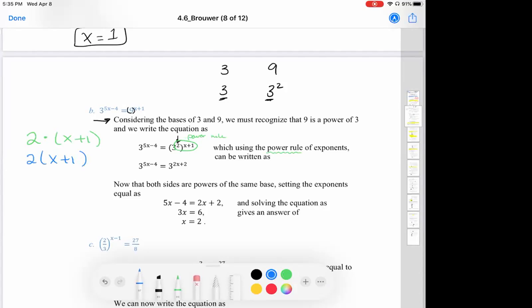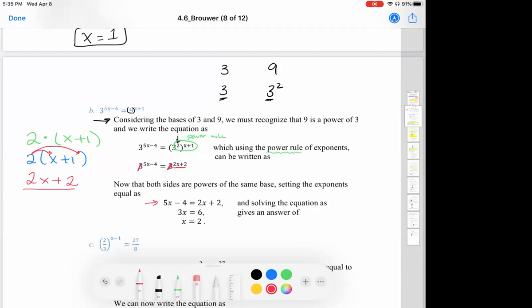So let's go ahead and distribute. I'll multiply 2 times x and 2 times 1. We're left with 2x plus 2. And that's how this number happened. Remember, you're not adding because you have an exponent raised to an exponent. You multiply. Okay, we have achieved having the same base, so I can go ahead and drop my base and work with our exponents only. So I'm left with 5x minus 4 is equal to 2x plus 2.